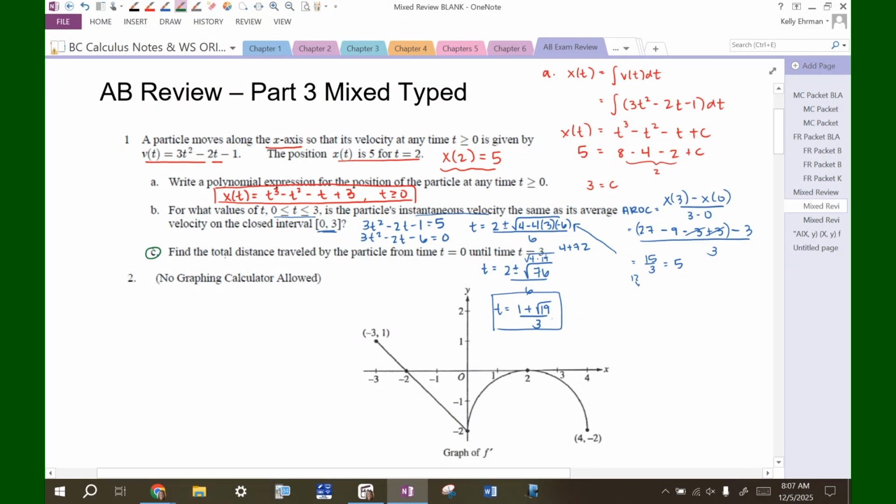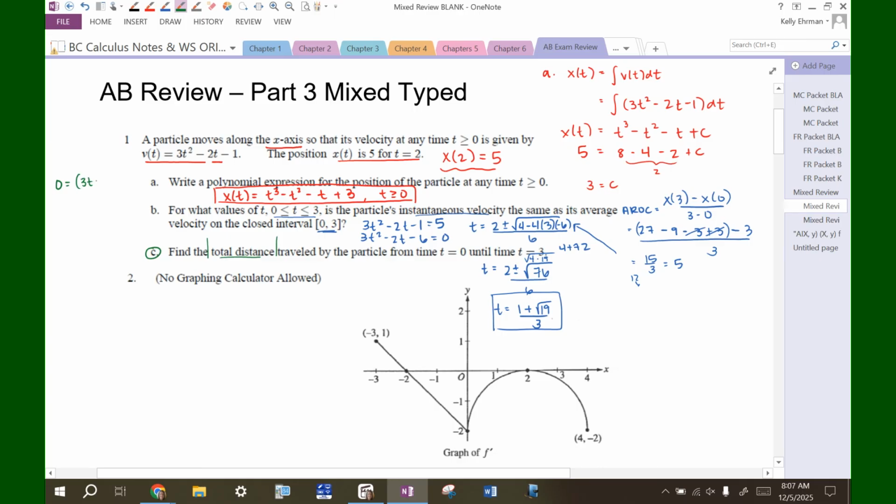And then part C, find the total distance traveled by the particle from the time 0 to 3. Total distance, remember, is putting an absolute value around your velocity. If you're allowed to use a calculator, it's easy. You just throw an absolute value around this. But because I'm not allowed to use a calculator, I need to see when does the velocity dip into the negatives, because I need to make sure that I force that area to be positive.